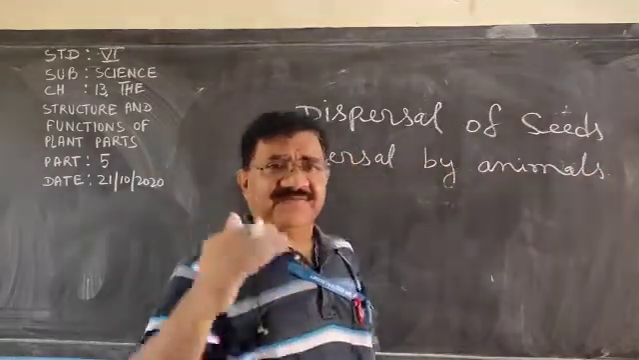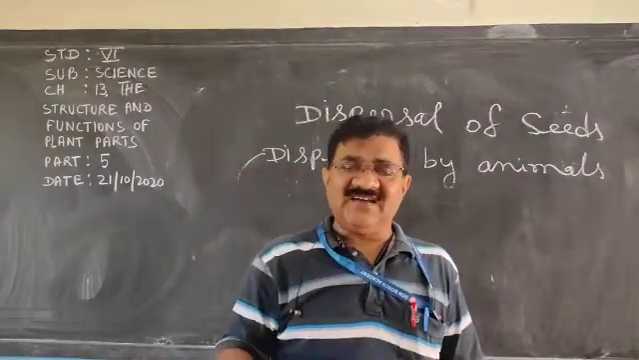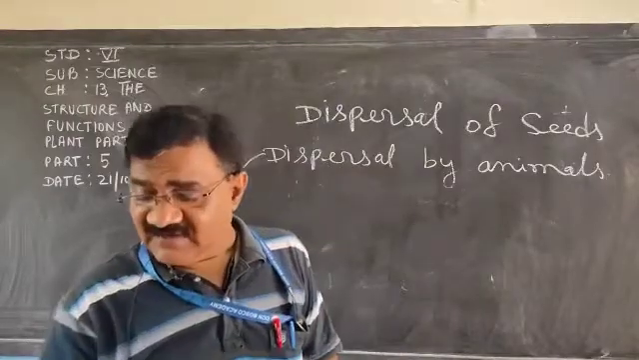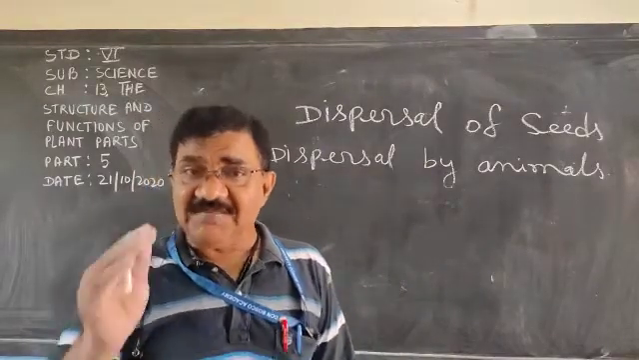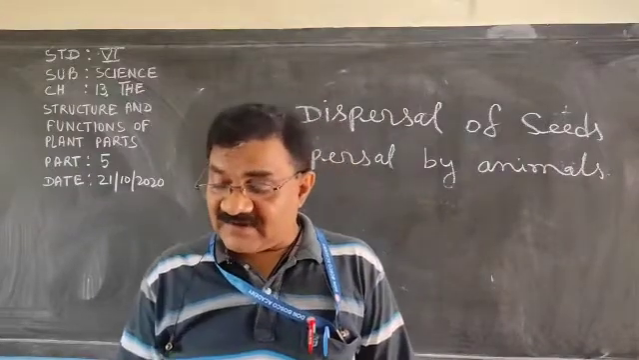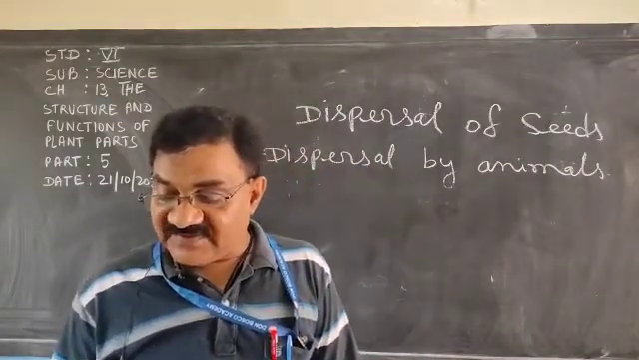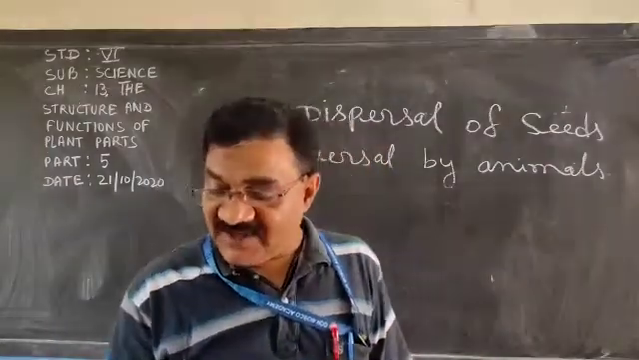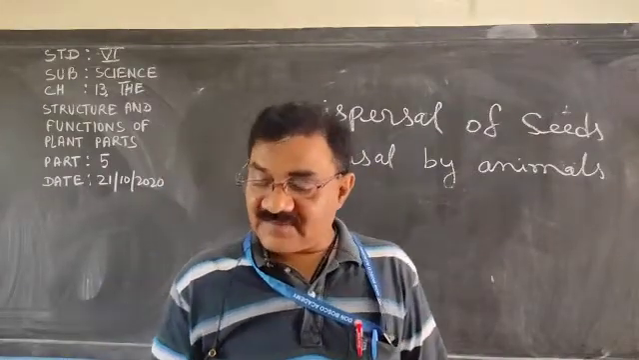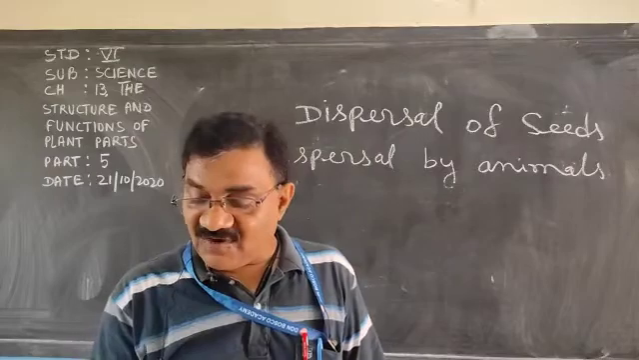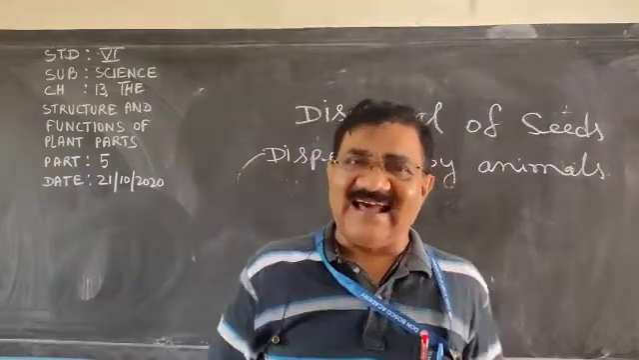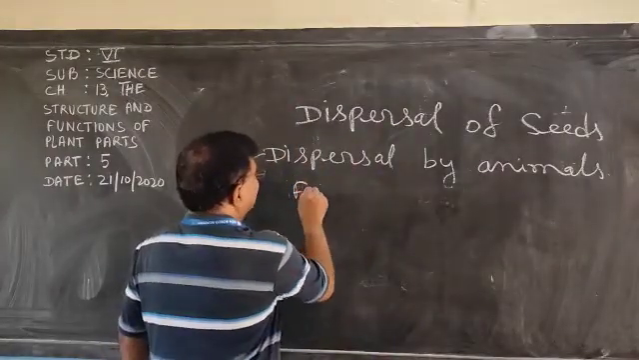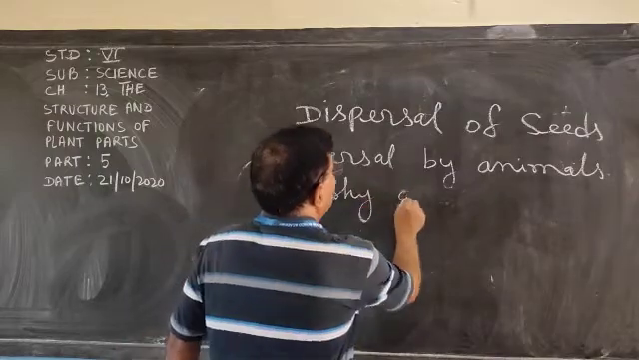As we have discussed, if the seed is dispersed by wind, it should be light, hairy, winged. And if the seed is dispersed by animals, some animals eat the fleshy part of it and throw the seed. Some seeds have hooks and they will stick to the skin or body of the animal and can be carried from one place to another while the cattle are grazing. Try to understand. Either the seeds are fleshy or hooked.